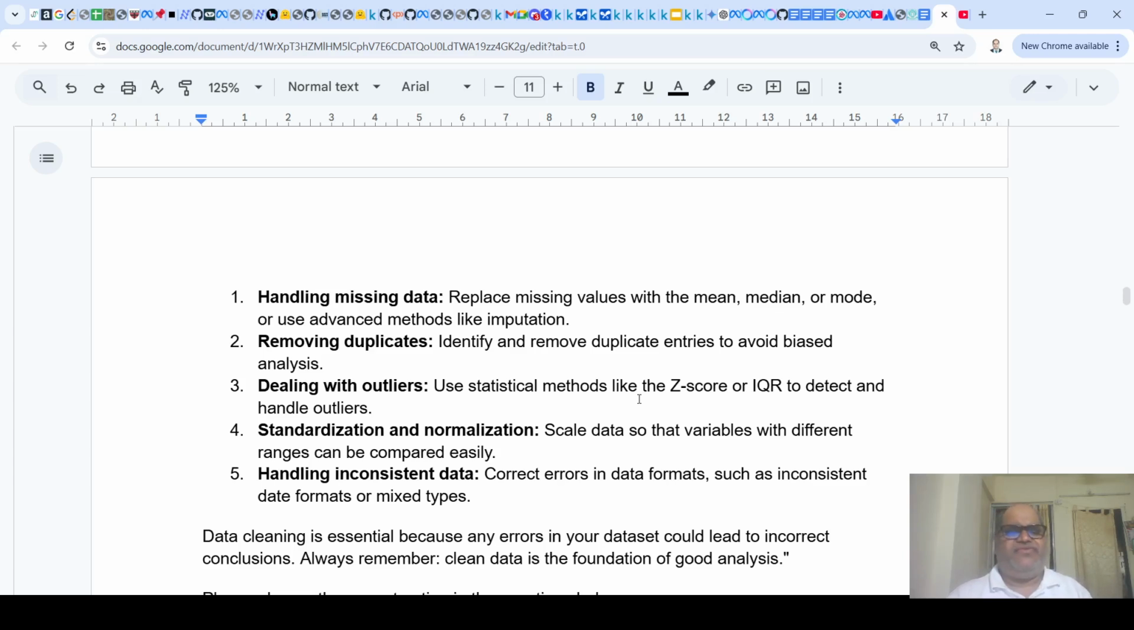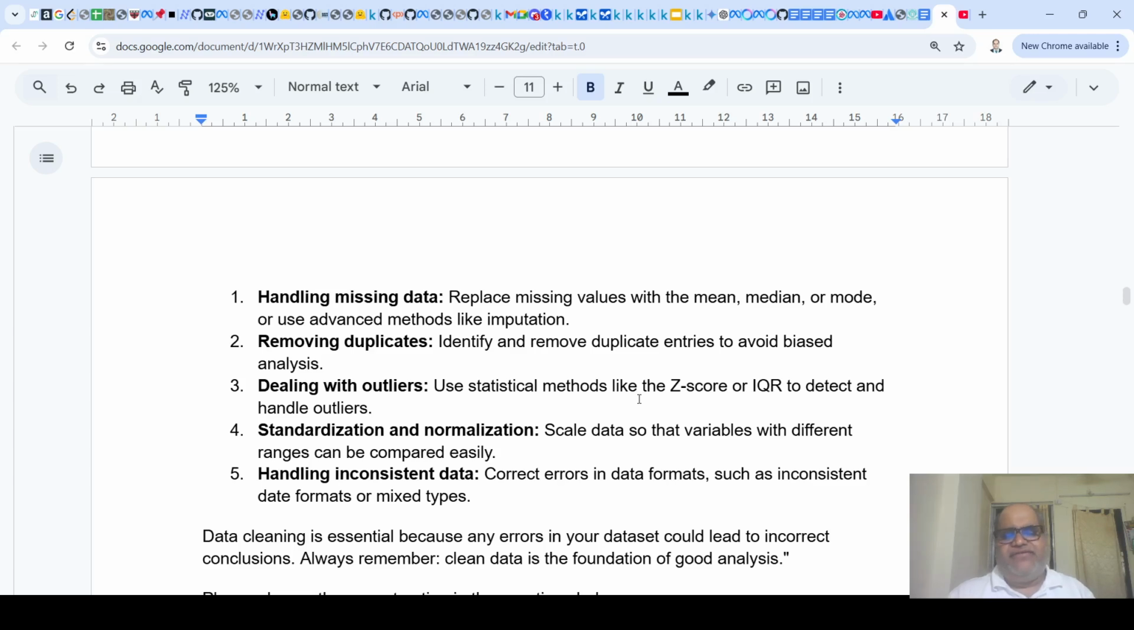So imputation could be more like you can look at some other variables on which this particular variable has some kind of dependency, and then you can fit a linear regression or some other similar technique to impute it. Then many a time you'll have duplicate linkage, so that you can identify and remove.